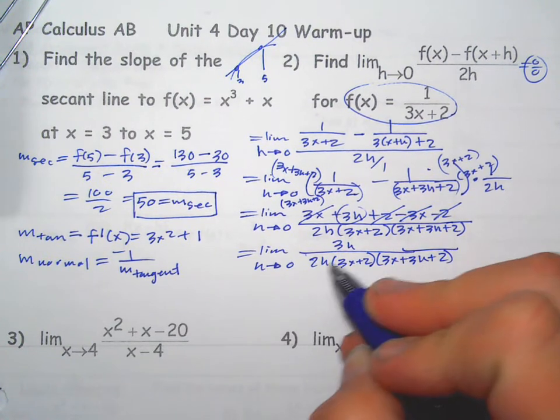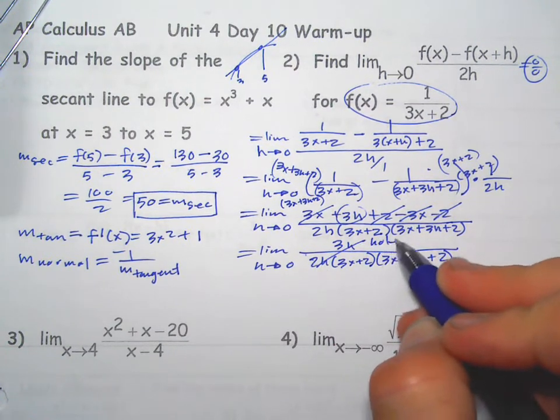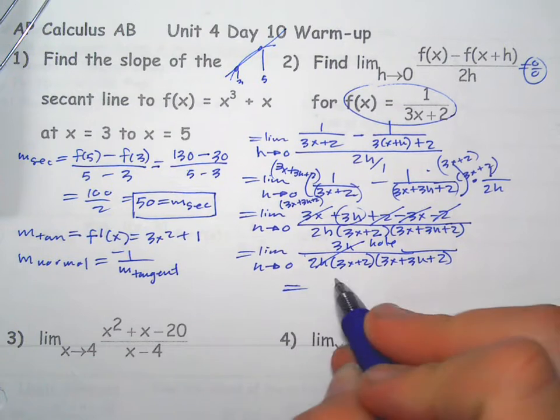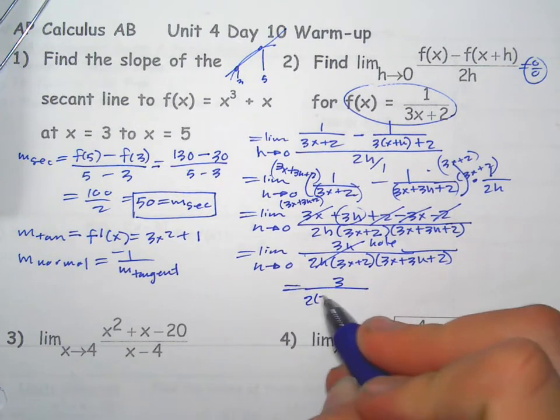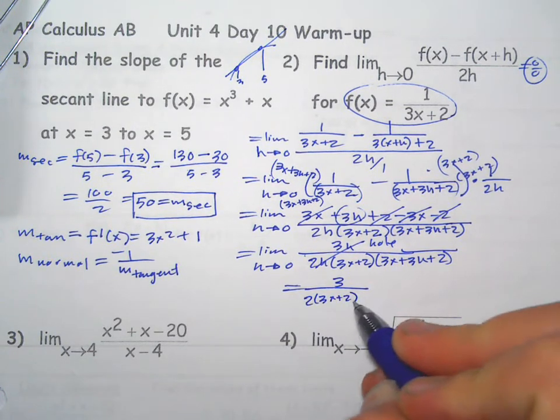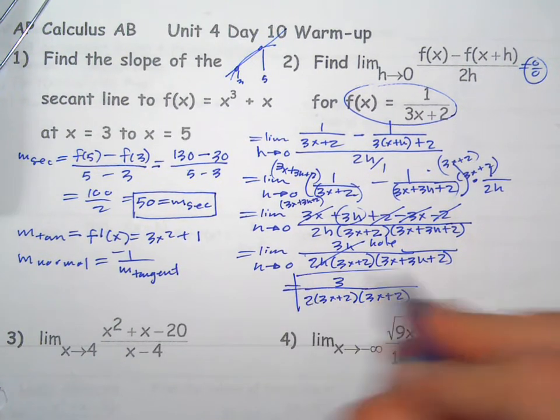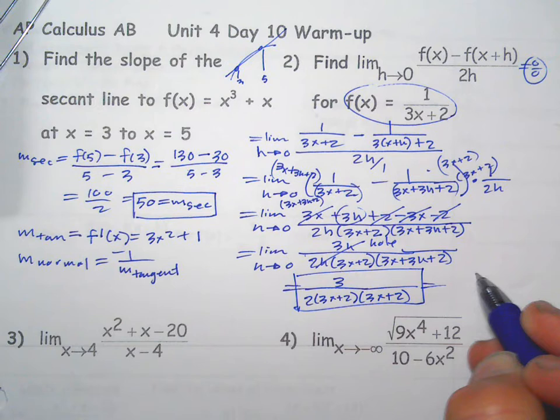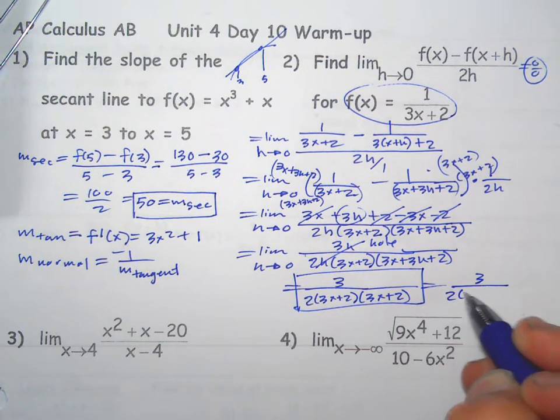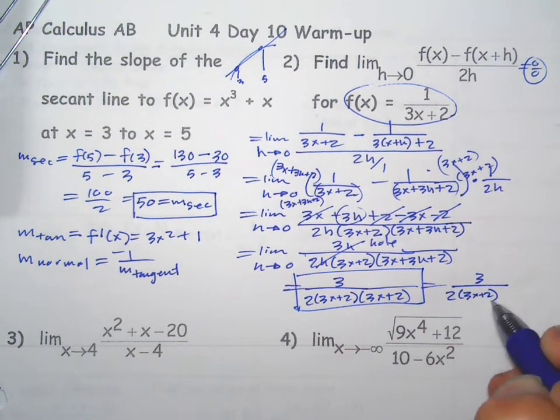Yeah, there's the hole. Cancel it out. We plug 0 back in. We get 3 over 2, 3x plus 2, 3x plus 2. And that could be your answer. Or you could write it a little more compact if you want: 3 over 2, 3x plus 2 squared.